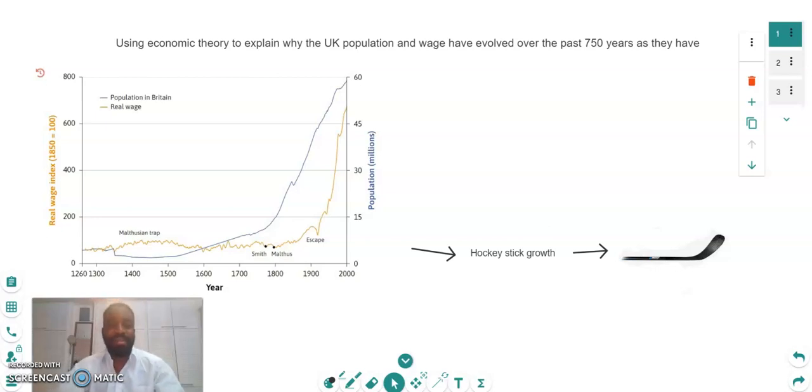Hi, my name is Michael Hollett, and I'm going to give an economics undergraduate level tutorial demonstration on how we can use economic theory to explain why the UK population and wage have evolved as they have done over the past 750 years.